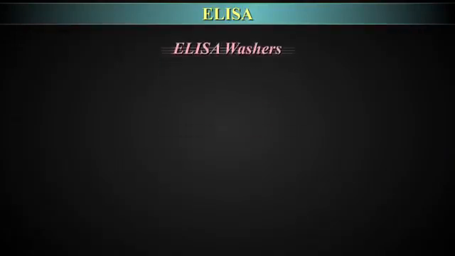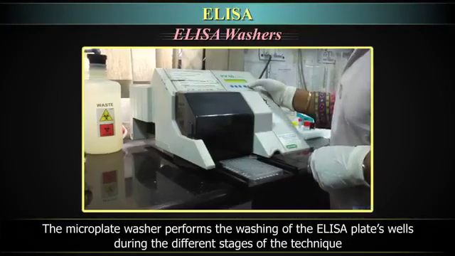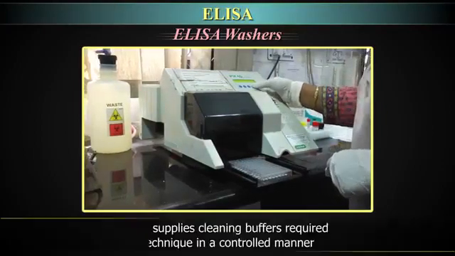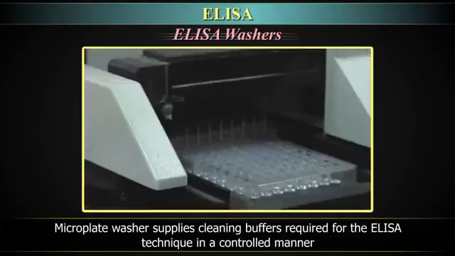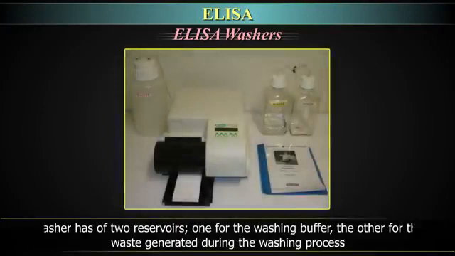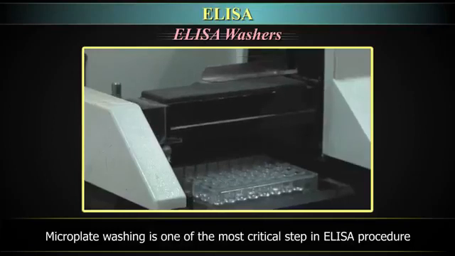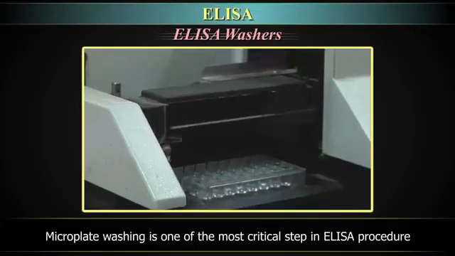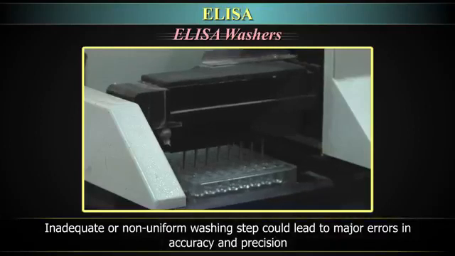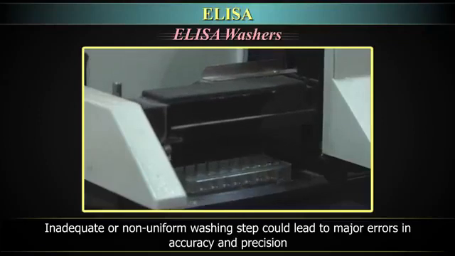ELISA washers. The microplate washer performs the washing of the ELISA plate's wells during the different stages of the technique. The microplate washer supplies cleaning buffers required for the ELISA technique in a controlled manner. The washer has two reservoirs, one for the washing buffer, the other for the waste generated during the washing process. Microplate washing is one of the most critical steps in ELISA procedure. Inadequate or non-uniform washing step could lead to major errors in accuracy and precision.